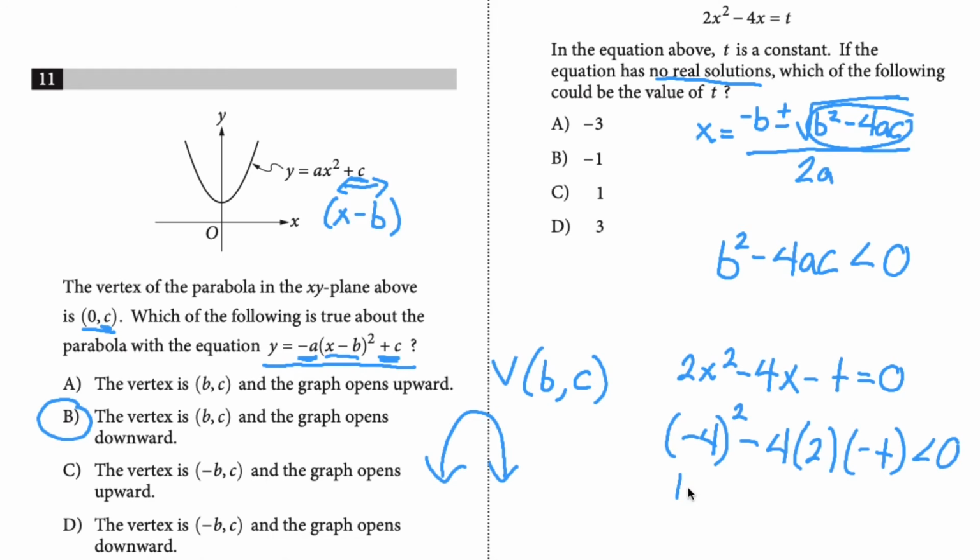Negative 4 squared is 16. Negative 4 times 2 is negative 8. Times negative T will be plus 8T. And this needs to be less than 0. To get T by itself, we need to subtract 16 and then divide by 8. So first 8T is going to be less than negative 16. And then when we divide each side by 8, we'll get T needs to be less than negative 2. And if we look at our answer choices, A is the only one that's less than negative 2. So the answer will be negative 3.